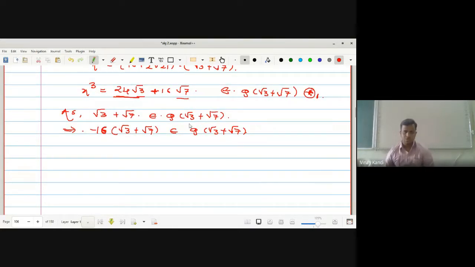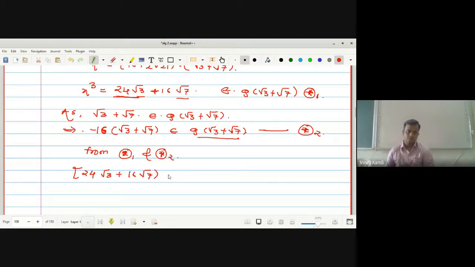Give it equation star 2. Okay, so from star 1 and star 2, their addition also belongs to this field. What is the addition? 24 root 3 plus 16 root 7 minus 16 root 3 plus root 7. This element also belongs to Q of root 3 plus root 7.